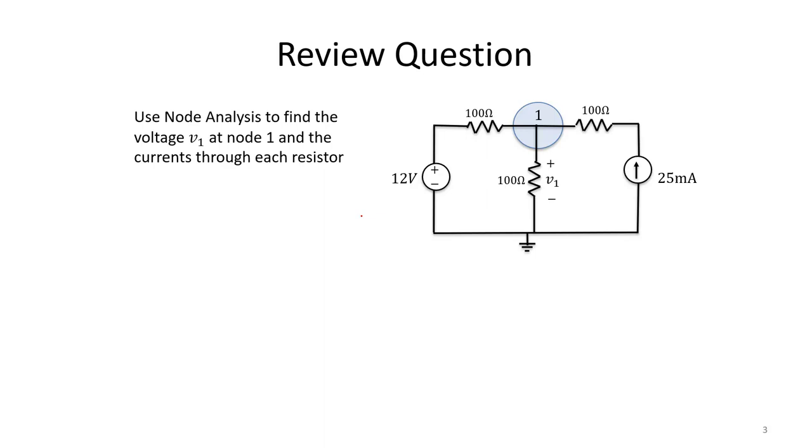Let's start with the review question from last time. So in this review question, we are being asked to use node analysis to find the voltage V1 at node 1. So here's node 1. And we are also asked to find the currents through each resistor. I'd encourage you to pause this video and see if you remember node analysis from last time. Then we'll go ahead and do it together.